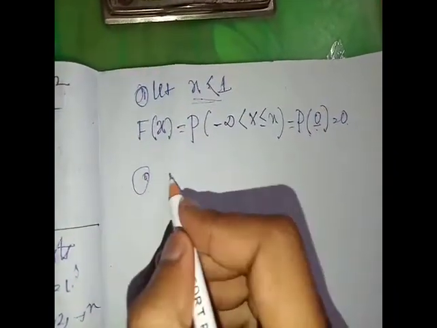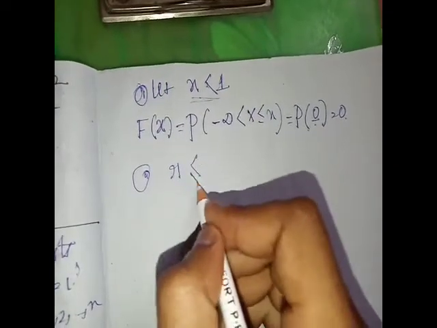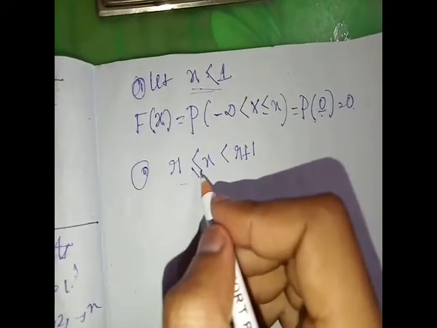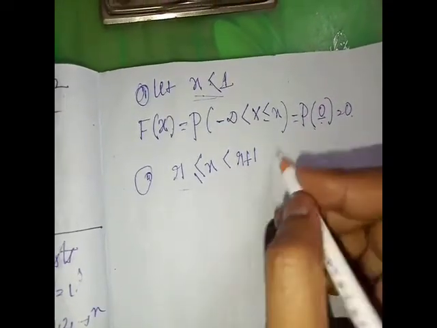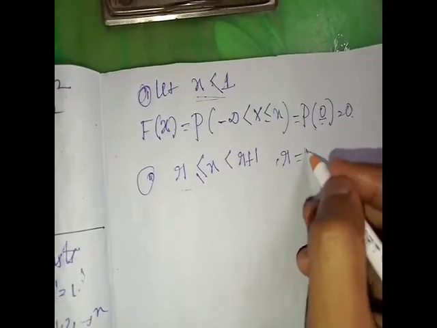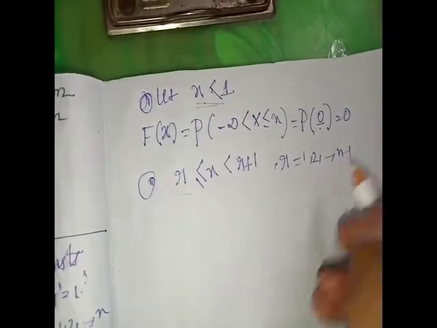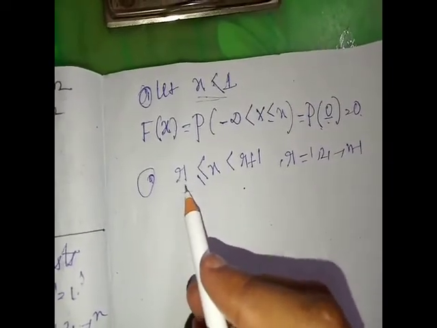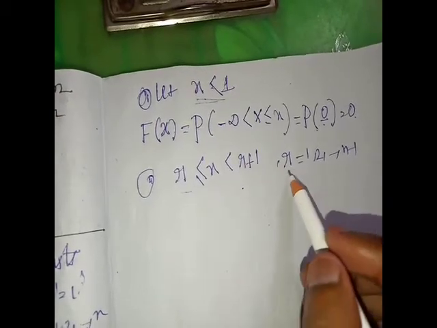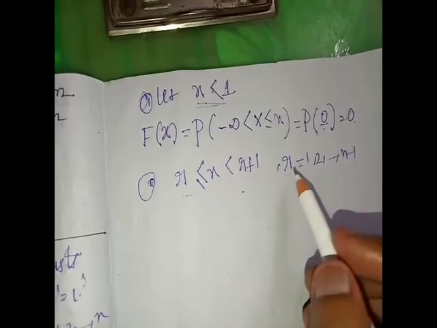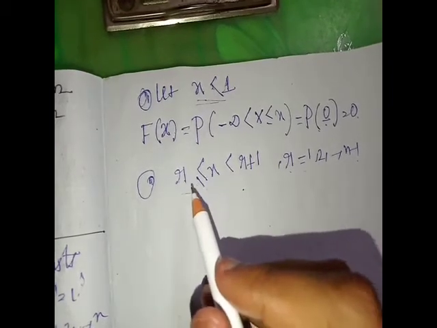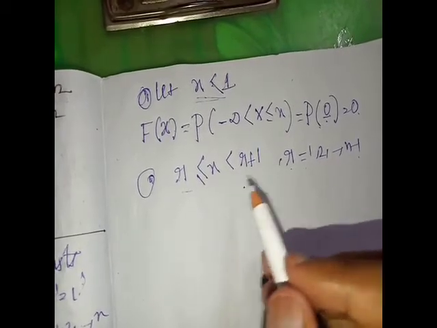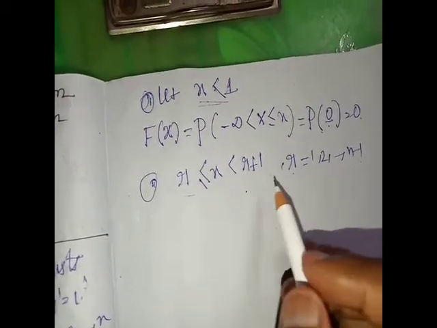Second case: r less than or equal to x less than r plus 1, this is the general case, where r is 1, 2, ..., n minus 1. This covers all cases. If we take r equal to 1, then 1 less than or equal to x less than 2. If we take r equal to 2, then 2 less than or equal to x less than 3. This covers all cases; this is the general case.